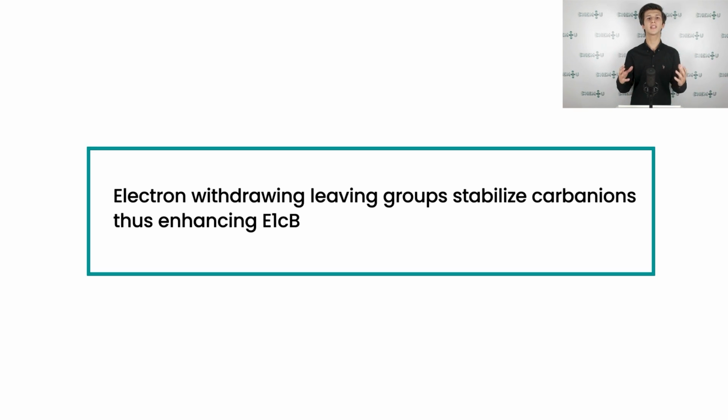We have already discussed before that E2 and E1CB mechanisms compete. Also, calculations suggest that the activation energy of the E2 mechanism is generally lower than that of E1CB by 30 to 60 kilojoules per mole, which is quite a substantial amount. That is why E1CB is quite rare.